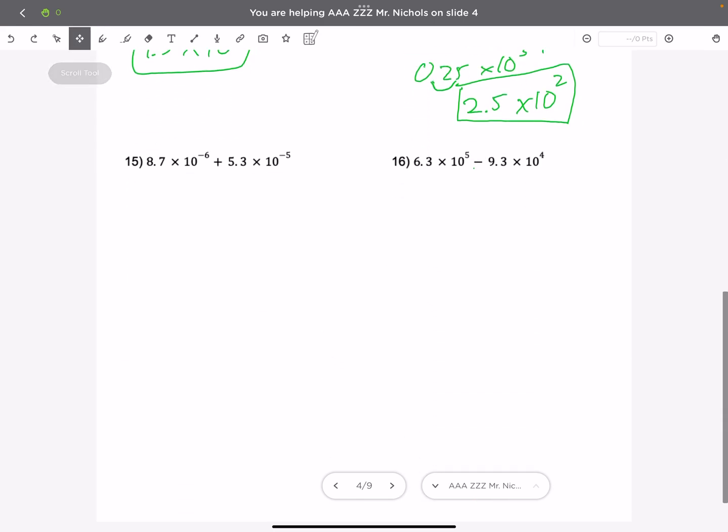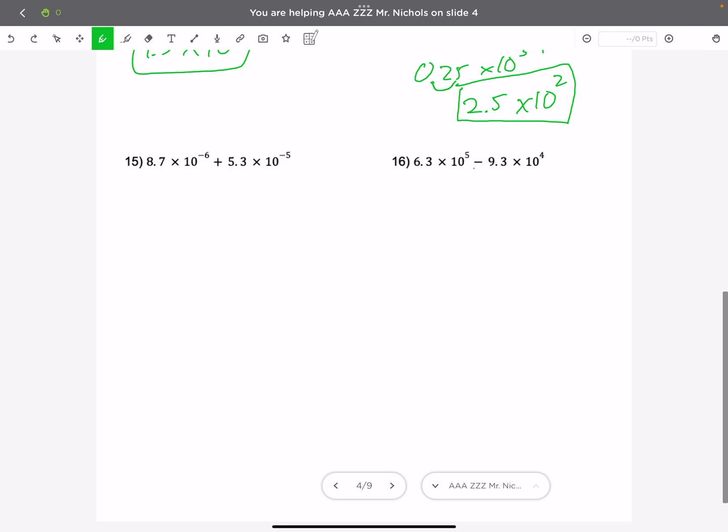All right. So for 15, 16, there's several different ways you could do this. I'm actually going to show a slightly different way than I've done in class, but I personally think it's the easiest. It takes a little bit longer, but I think it's the easiest to understand. And that's just put them both into non-scientific notation, add them, and then put them back into scientific notation.